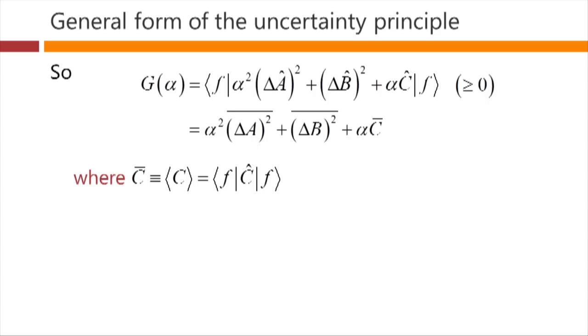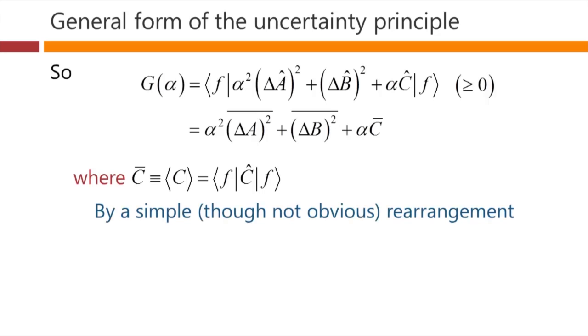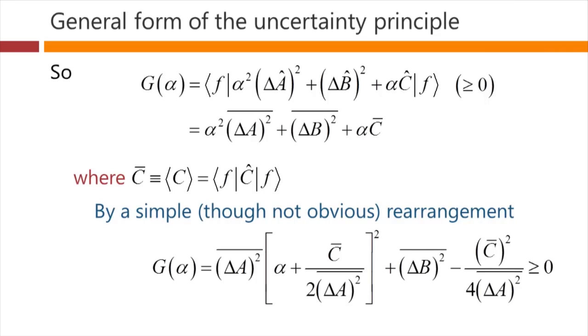Now, we're going to do a rearrangement of all of these terms here. It's not going to be an obvious rearrangement, but it will work, and it's quite easy to check that it does work. So we're making this non-obvious rearrangement. All of this set of terms here is exactly the same as this set of terms here. So how does that work? Well, notice here we've written alpha plus C bar over 2 delta A squared bar, and we squared all of that.